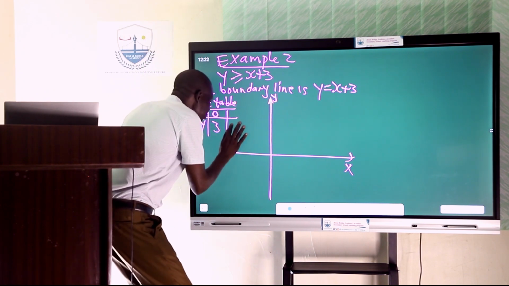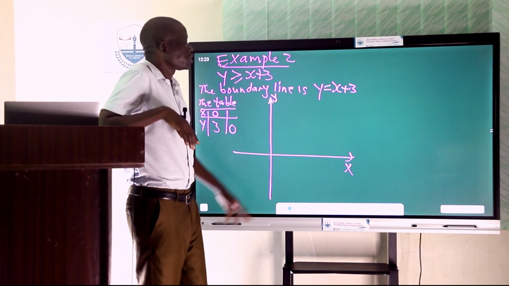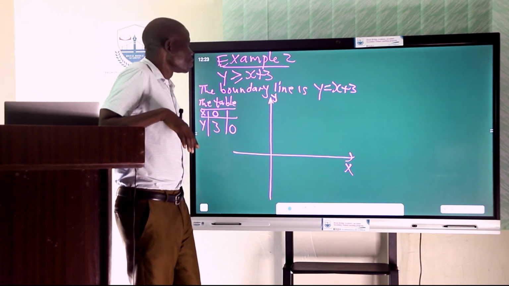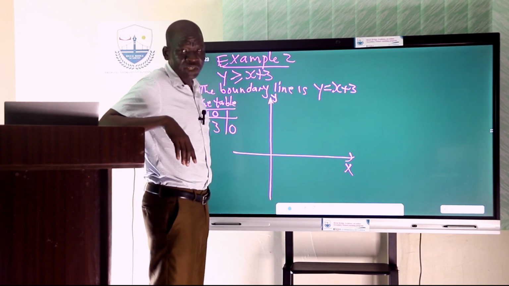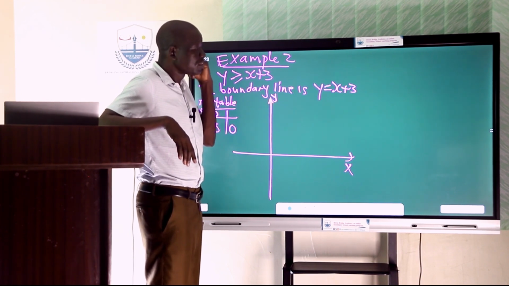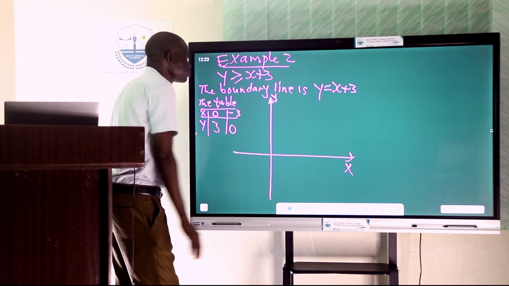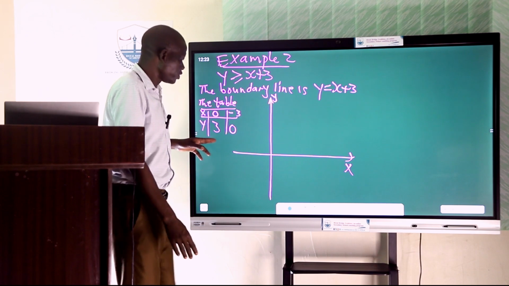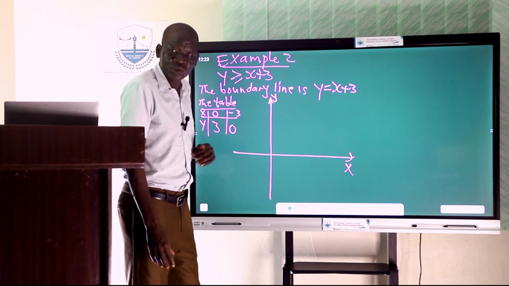What if y is equal to 0? When y is equal to 0, x will be equal to what? So we substitute where there is a y, we put a 0. So when we put a 0 here, 3 will cross the equal sign. When 3 crosses the equal sign, we get negative 3 is equal to x. So the value of x will be negative 3. So when x is 0, y is 3. When x is negative 3, y is equal to 0.